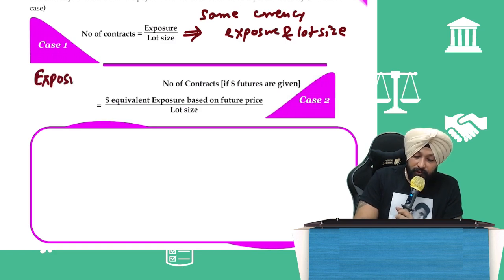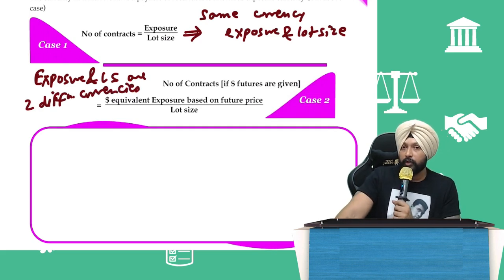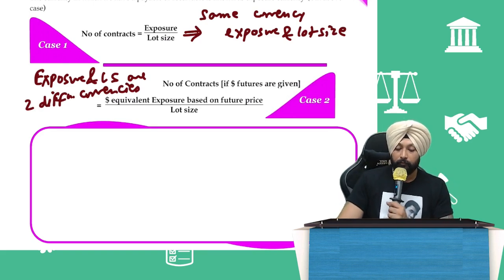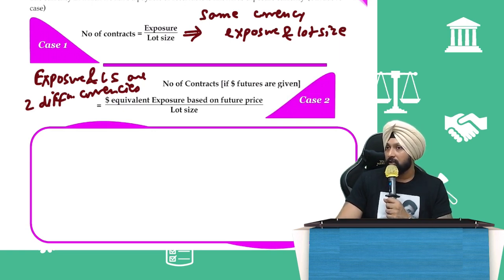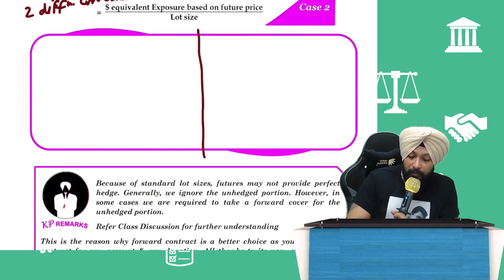And case 2 is exposure and lot size are two different currencies. Exposure and lot size are two different currencies. So number of contracts in that case will be dollar equivalent exposure based on future price divided by lot size. We have some space. We'll try to understand one example of each. Okay.